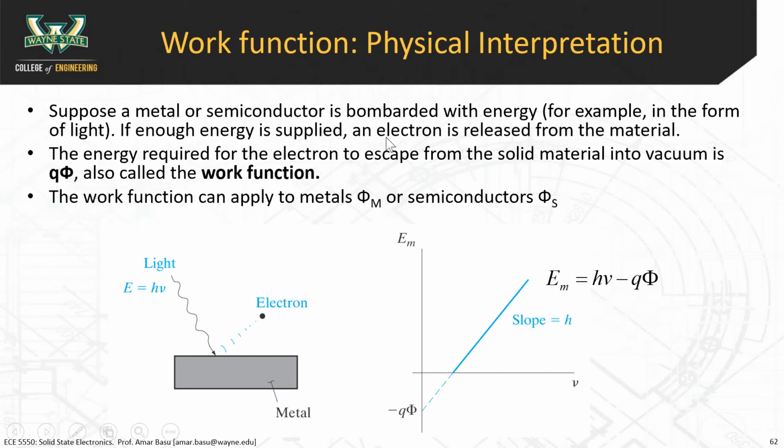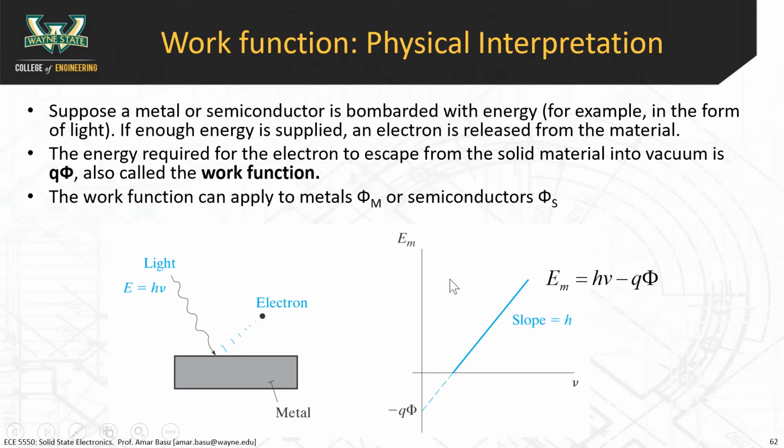That energy required for the electron to escape from a solid material into vacuum is called the work function, and it is denoted by Q times phi in the energy band diagrams. When we talk about the work function of metals, it's phi sub m, and when we talk about semiconductors, it's phi sub s.